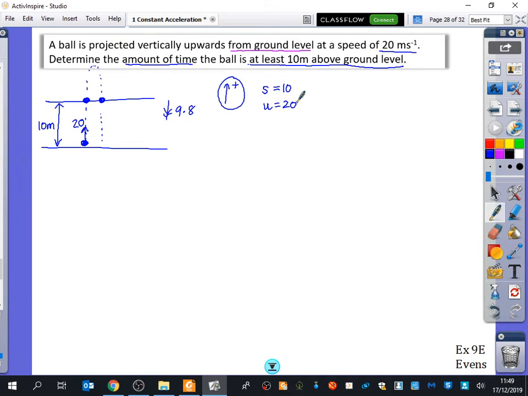Nabil, any other values you can tell me about? The speed is 20. We've got the initial speed is 20. Final velocity, we don't know the final velocity, but there's something else we haven't used yet. Zishan, can you spot what else hasn't been used?